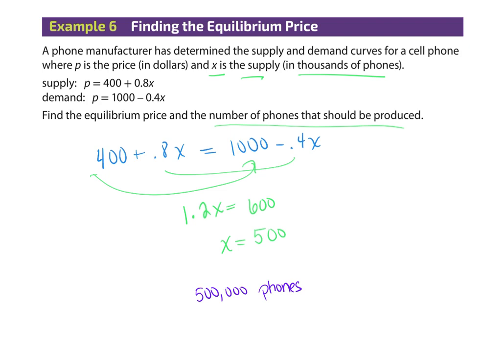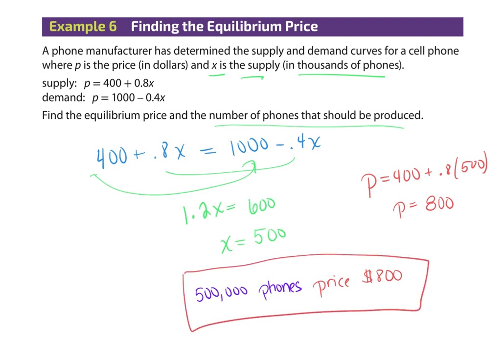All right. So we can take either one of those equations. To solve for P, we just plug in our 500. 400 plus 0.8 times 500 is going to give me P equals 800. 0.8 times 500 is 400. 400 and 400 is 800. So 500,000 phones with a price of $800.